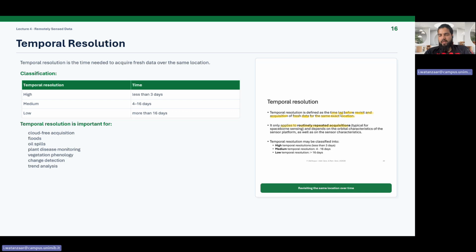If we are looking into climate change, temporal resolution is really helping us. There are classifications of high, medium, and low, depending on time. High is less than 3 days, medium is 4 to 16 days, and low is more than 16 days. So when we are capturing temporal resolution and looking at change detection in trend analysis, it can depend upon the application where we would like to use it.